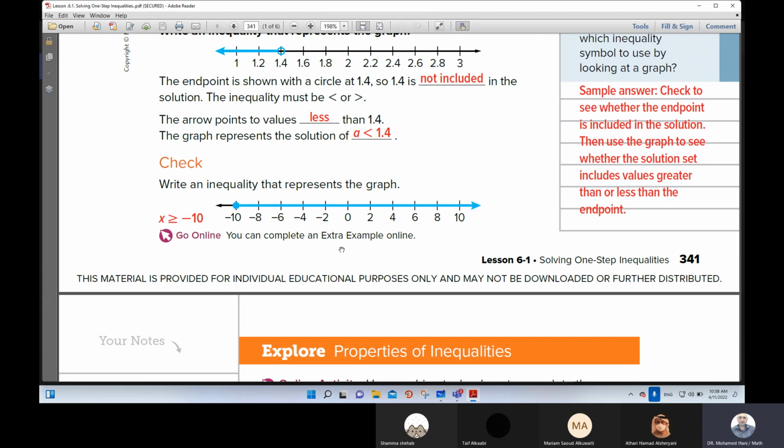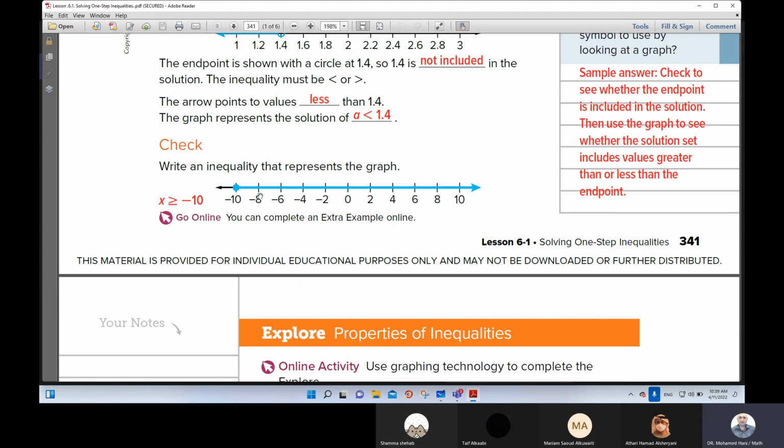For example, here, write an inequality that represents the graph. We have, as you see, this graph. As you see, the endpoint here is -10. Look here at the circle. We have a shaded circle. When you have a shaded circle, it means this value is included in the solution. It means you have equals in the sign. And look at the direction, the arrow here.